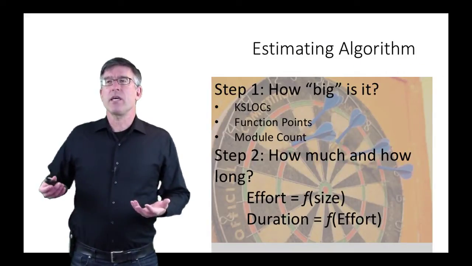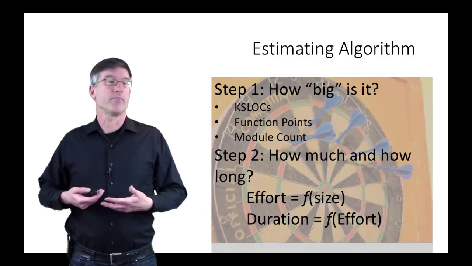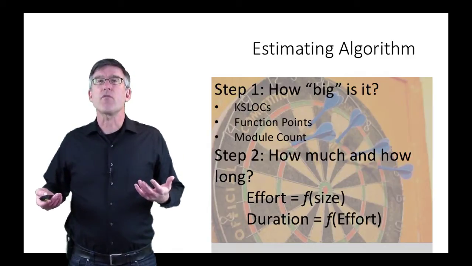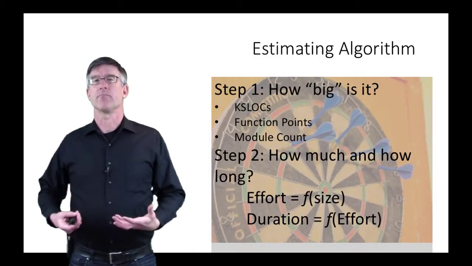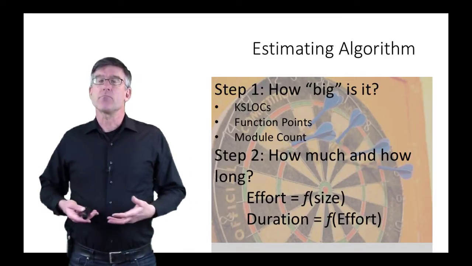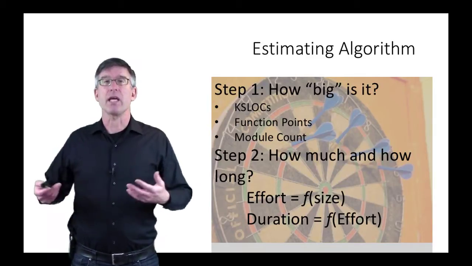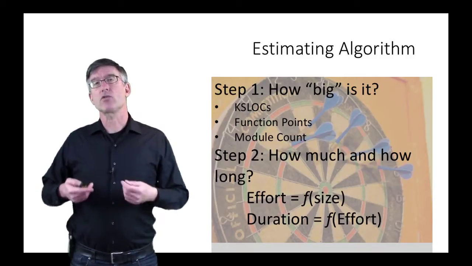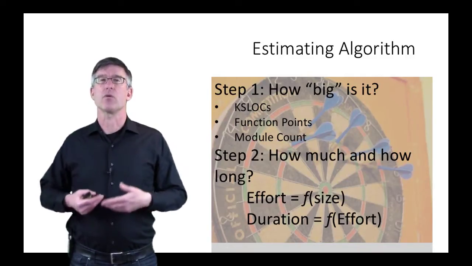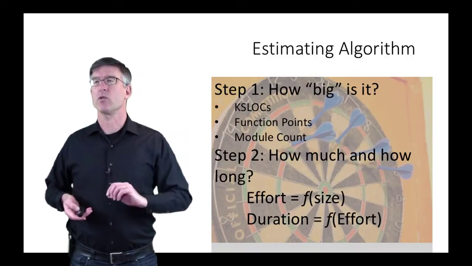So typically our estimation algorithm that we've used historically from the early days of software development has been to first ask the question, how big is it? And in the early days, we would use some kind of predictor to estimate the size of a software system. One of the oldest is how many source lines of code, the KSLOC. So how many thousands of source lines of code is this system going to be?